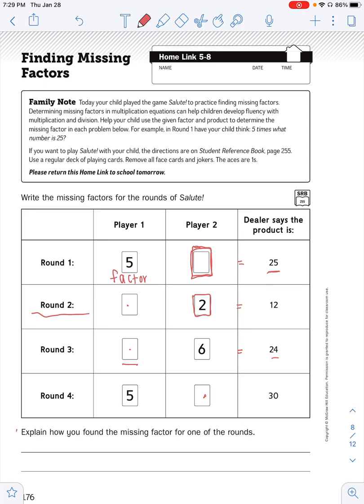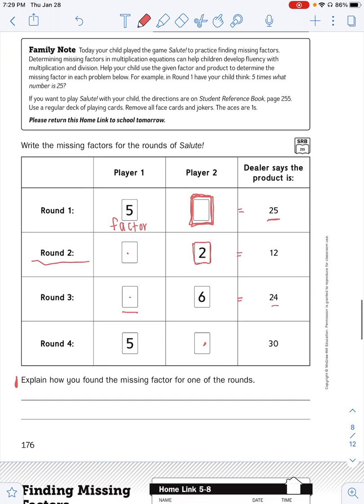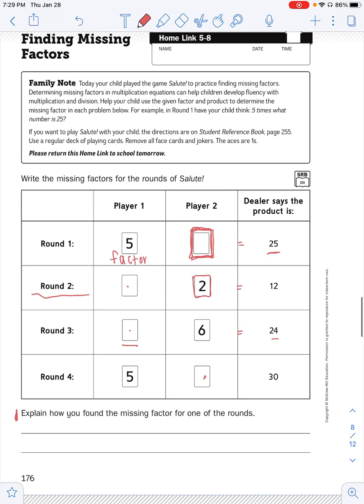Okay, and then all you need to do down here is just explain how you found the missing factor for one of the rounds. So just tell me how you found one of the blanks right here. Okay, that's all I want down there. Okay, so go ahead and get started on this. And if you want to play with the cards and you have family members to play with, I will have that up in a PDF, a document on Canvas with instructions. All right, go ahead and find the missing factors on this page.